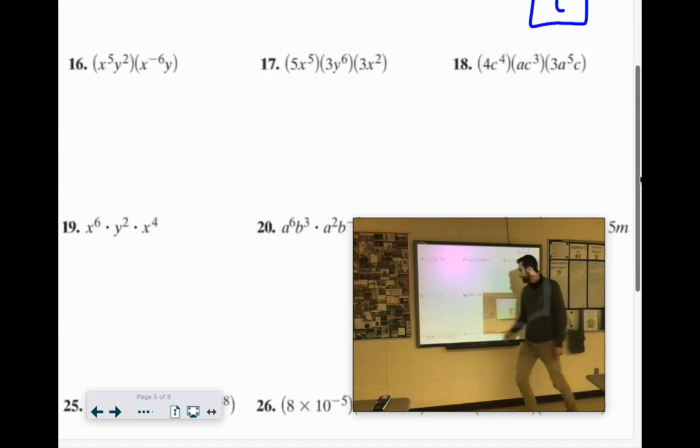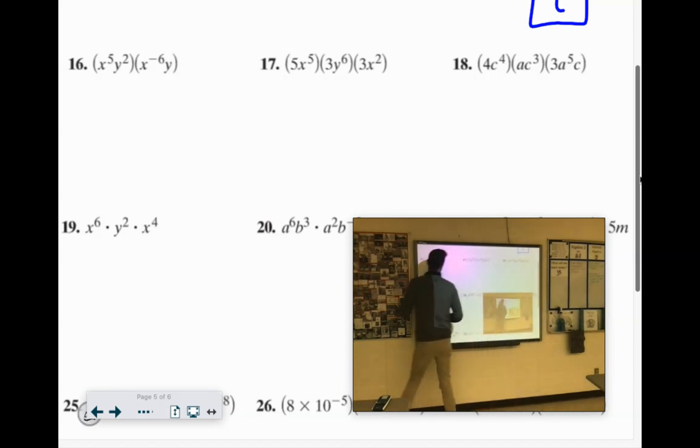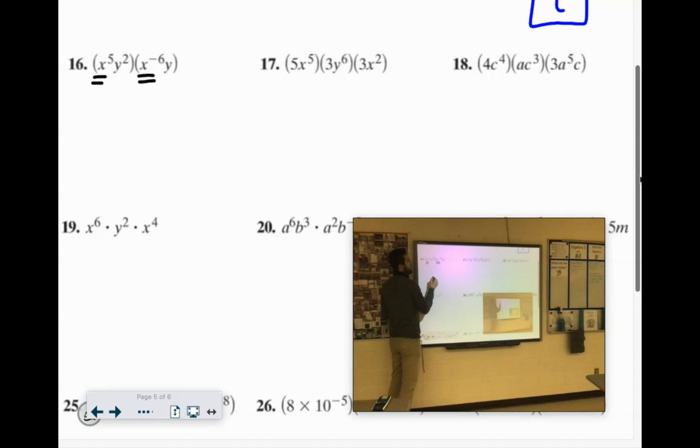All right, the x's, I have 5 plus negative 6. That gives us negative 1. The y's, I have 2 plus 1. That's 3. X staying or moving? Moving. Is the y staying or moving? Staying. So the y to the third stays up top. The x to the first moves to the denominator.